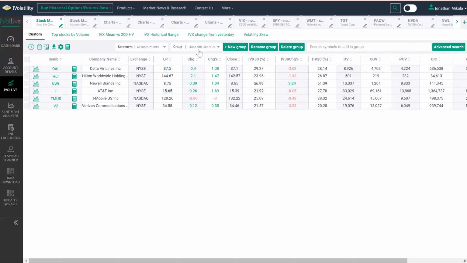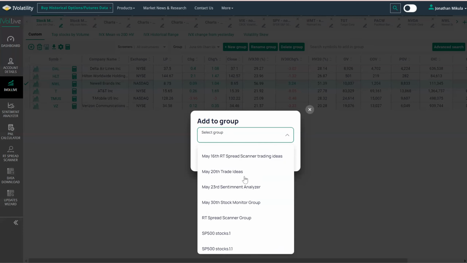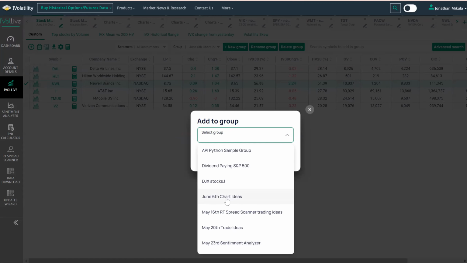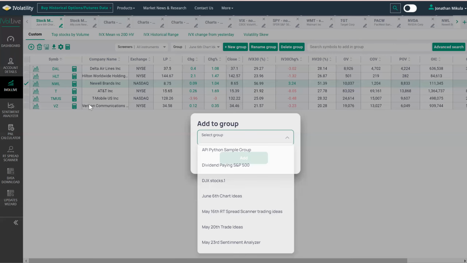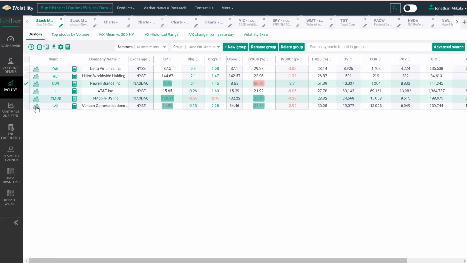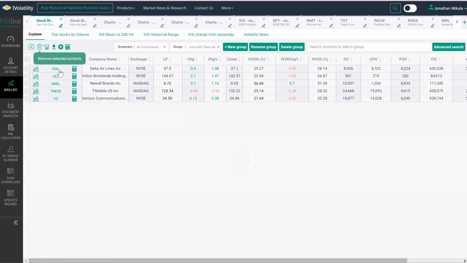The other way we can do that, when you're building these custom lists, is with new features we've recently added, where you can just hit a check mark by a name, hit that plus icon, and add it to your group. For example, there it is, June 6 chart ideas. Also, if you want to get rid of a name, say T-Mobile and Verizon are virtually identical in terms of scope, and I only want to look at Verizon, you can just select that and delete. Now we have a cool little hit list that we want to look at further.